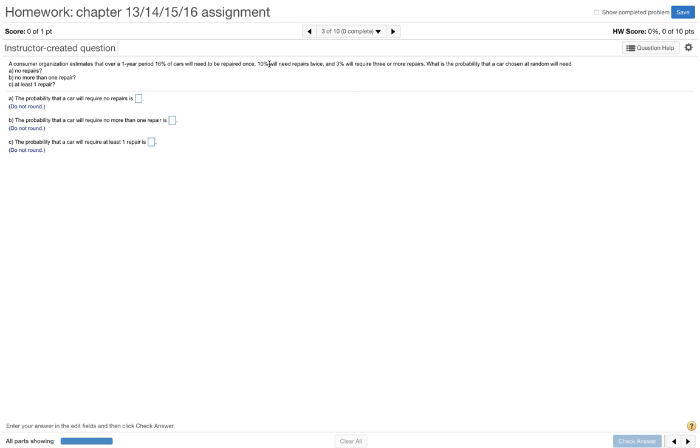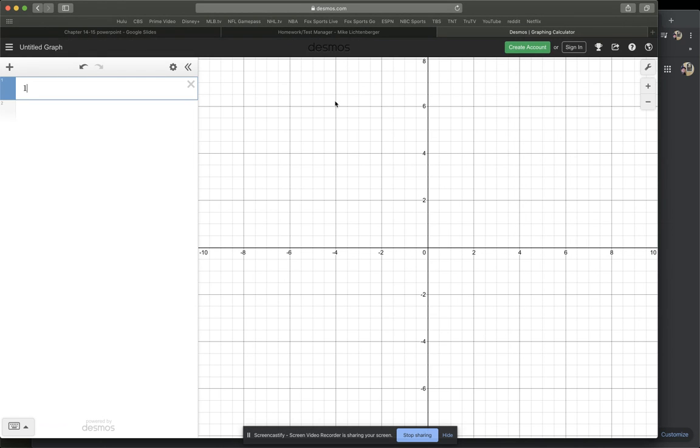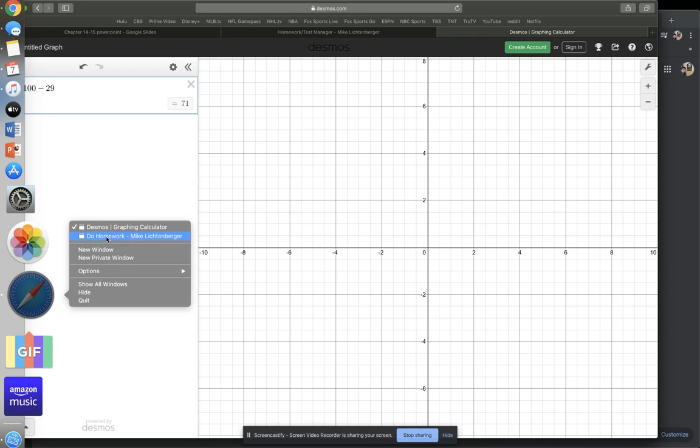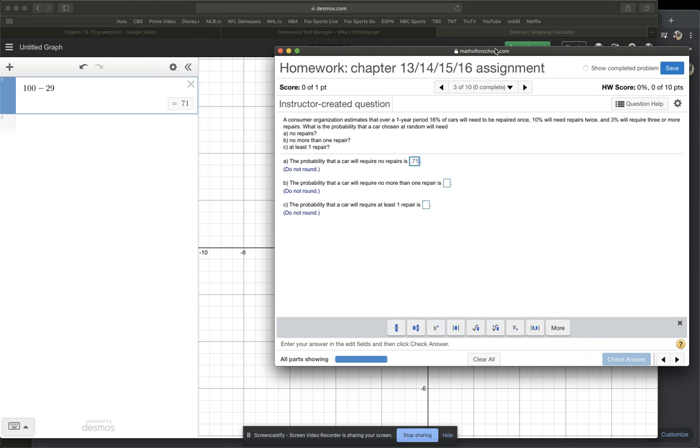So 16 need 1, 10 need 2, 3 need 3 or more. So 16 and 10 is 26 plus 3 is 29. And if you need to use a calculator, use a calculator. 100 minus 29 leaves us with 71% left over. So that means 71% of cars need no repairs. The probability that a car will require no more than 1. Again, no more than 1 means 0 or 1 or less.